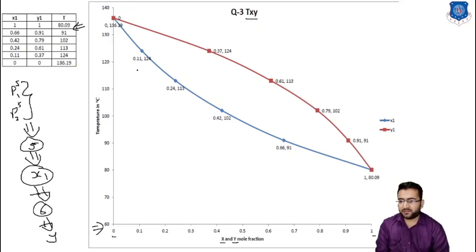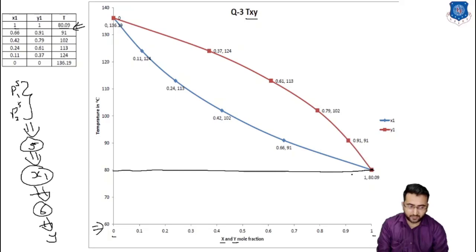So first we have to draw the xT diagram. Let's take the value of x as 1. So this is the value of x equal to 1. At 1, the temperature is 80.09. So it's near about 80.09. So this is our 80.09. Okay, so this becomes our xT.